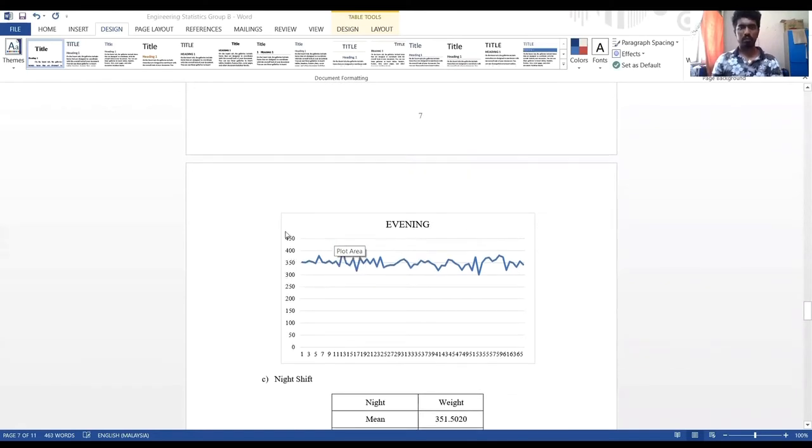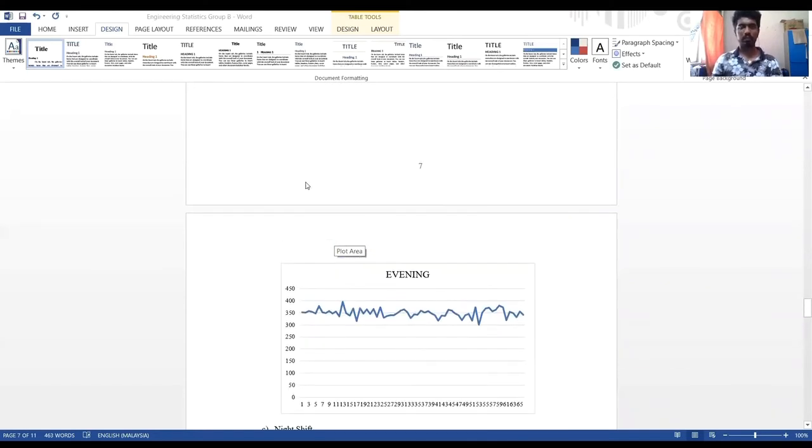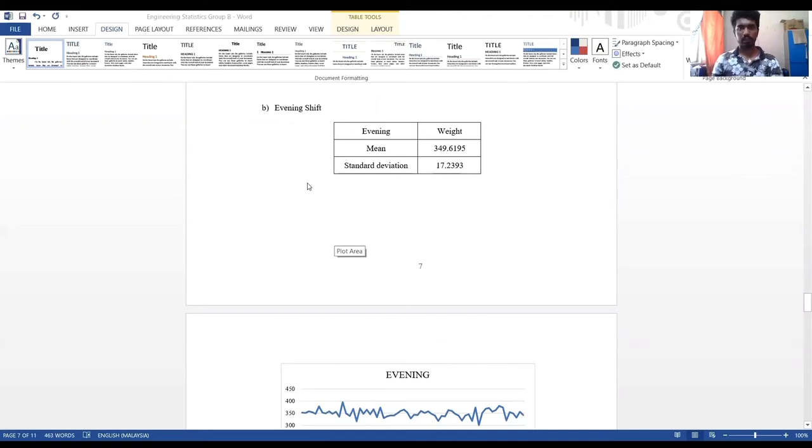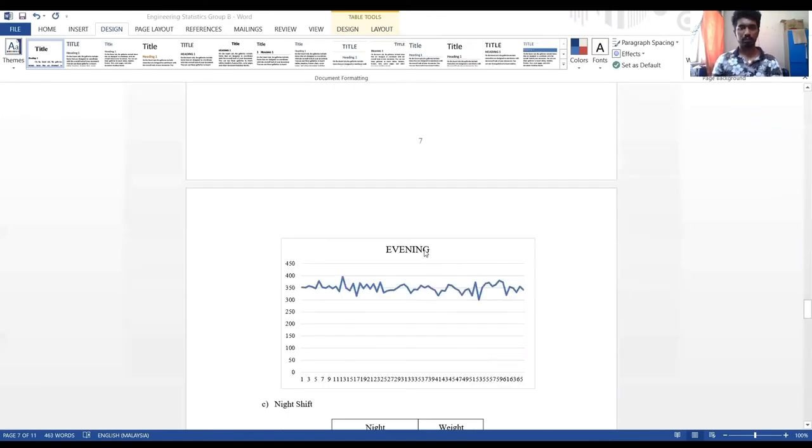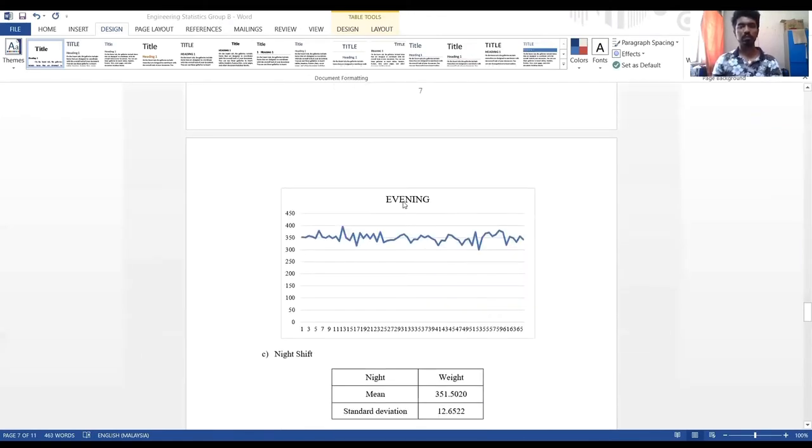What I did was I separated all the data in Excel and calculated the mean and standard deviation for all 3 shifts, and plotted the graph. By doing this, I am able to see the difference between them and analyze the data in a much deeper or better way.